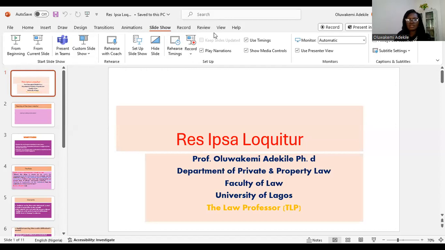So this is a brief summary, therefore, of the Latin maxim res ipsa loquitur. What it does is that it obviates the need for the plaintiff to prove how the breach of duty caused the damage to him. It shifts the burden of proof from the plaintiff to the defendant. And what would happen eventually in terms of liability would now depend on what the defendant is able to establish also before the court.